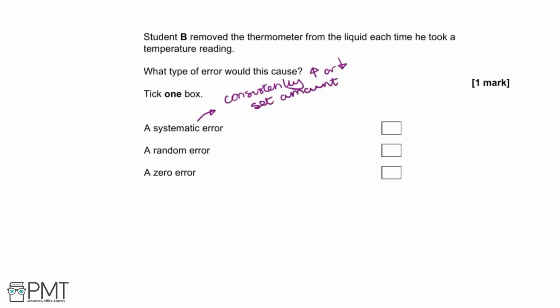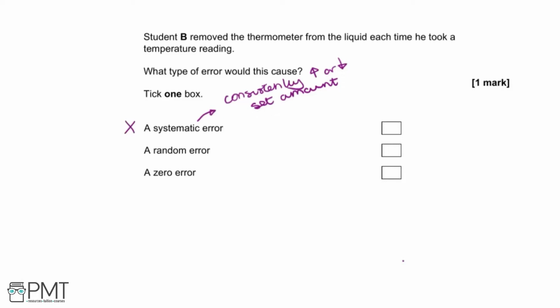If you take out the thermometer before reading, the reading will be slightly closer to room temperature each time. How big this difference or error is, and whether the new reading is slightly above or slightly below the real value of the temperature of the liquid, is going to depend on what the real value of the temperature of the liquid is. It's going to depend on whether the temperature is hotter or colder than room temperature. So that means it's not going to be consistently above or below the real value by a set amount. So it's not going to be a systematic error.